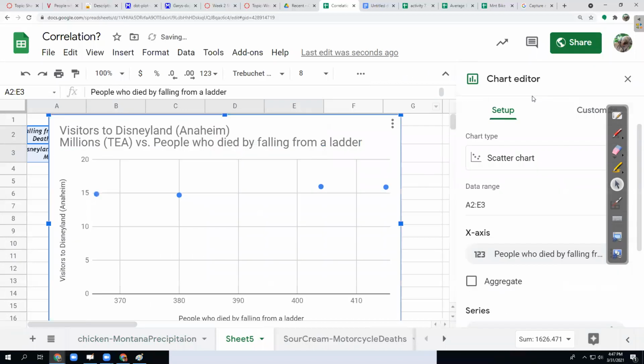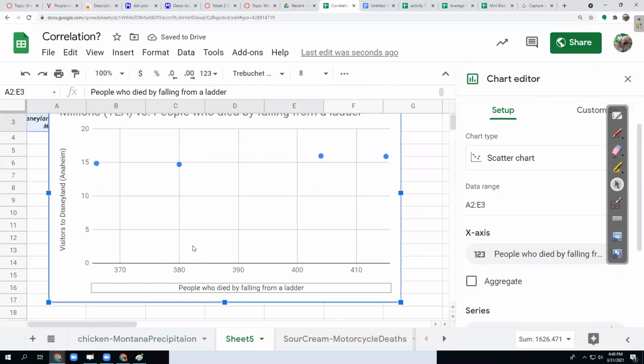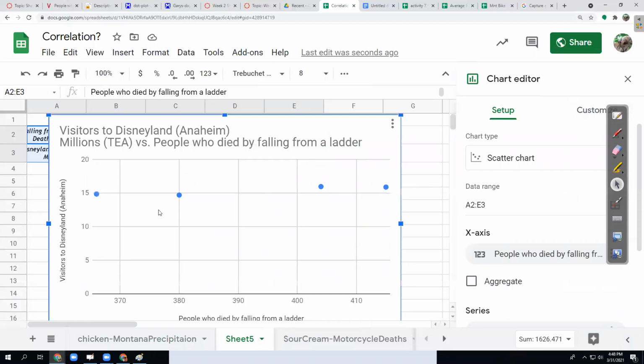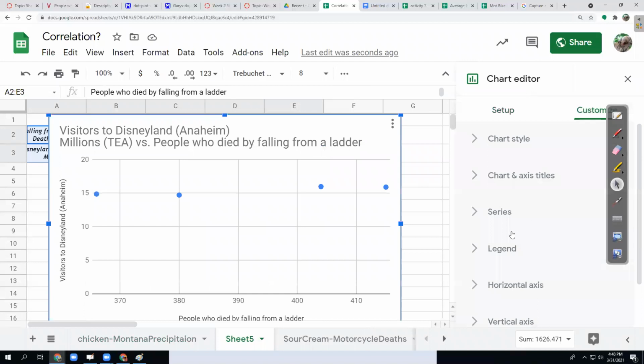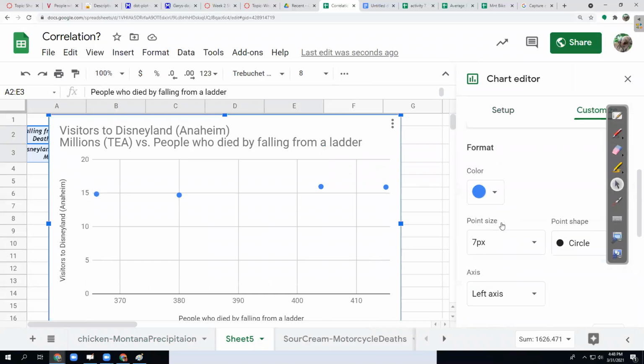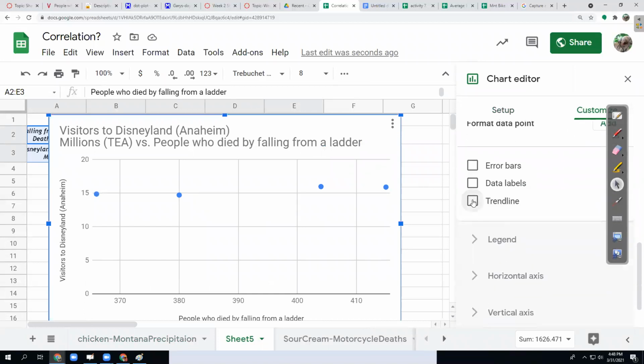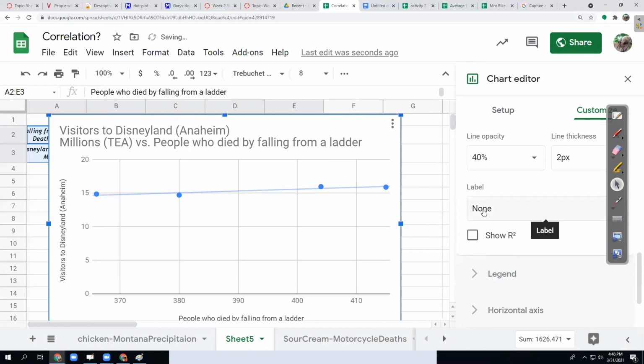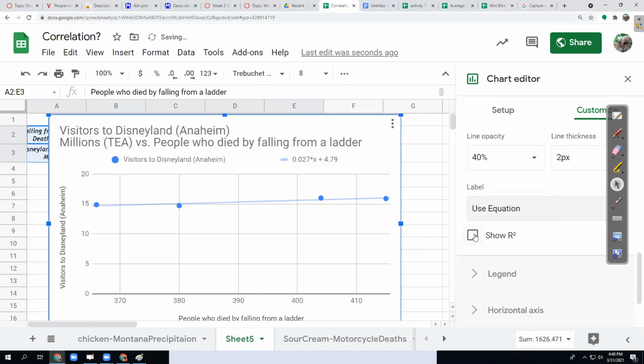And it should do a scatter plot. Yeah, so it has people who fell off a ladder versus Disneyland, and they kind of line up. So then we would just go to series, trend line, use equation, show R squared, and then it gives me the information I need about this particular line.